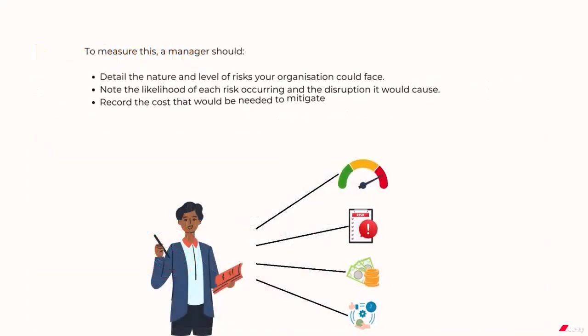To measure these, a manager should detail the nature and level of risks the organization could face. Note the likelihood of each risk occurring and the disruption it would cause. Record the cost that would be needed to mitigate or stop the risk. Note how effective an action would be in managing that risk.